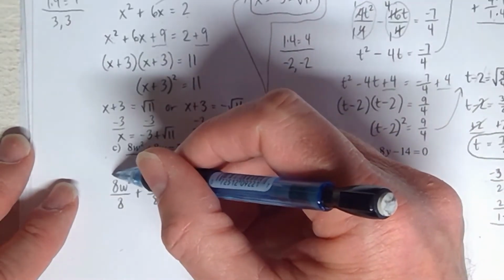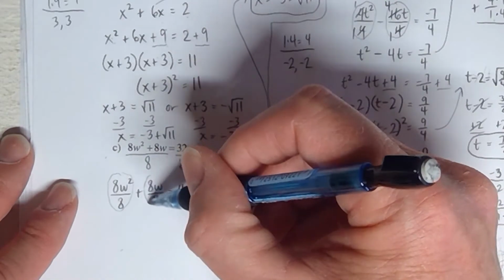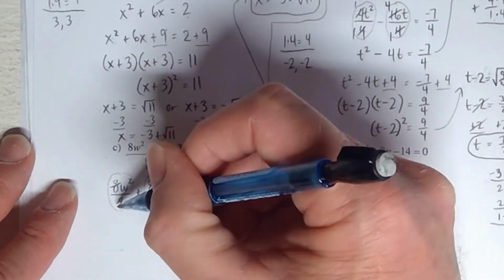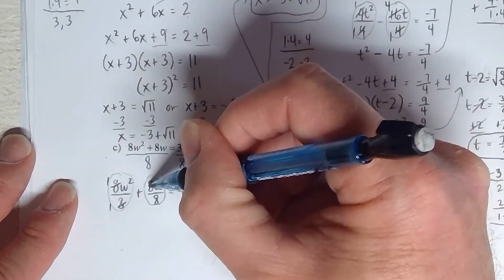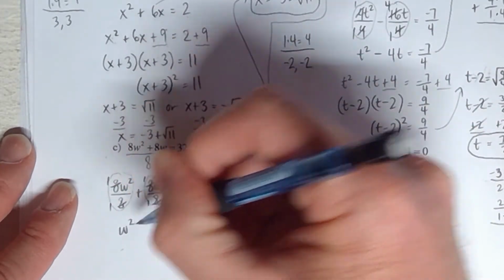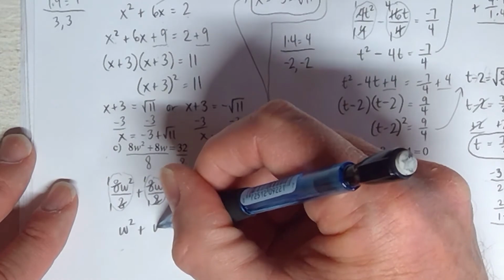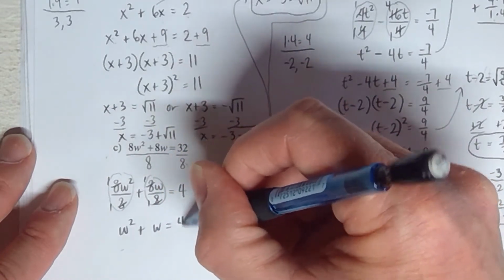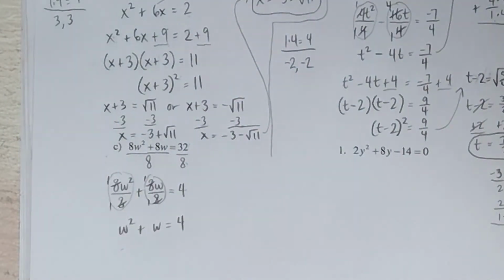Then you put the two fractions in lowest terms like we've done in the last couple of problems. The 8's cancel on both of those, and we get w squared over 1 and w over 1. Same thing as what I wrote down just now, w squared plus w.